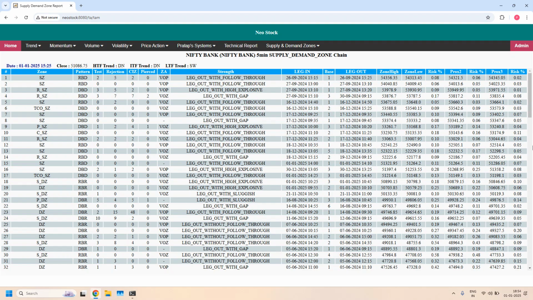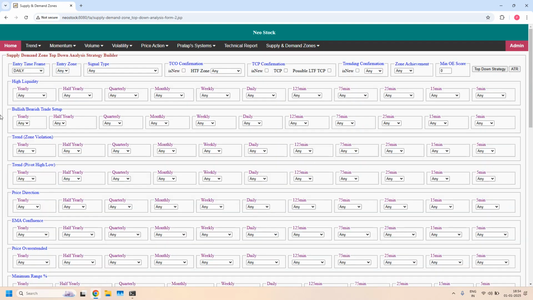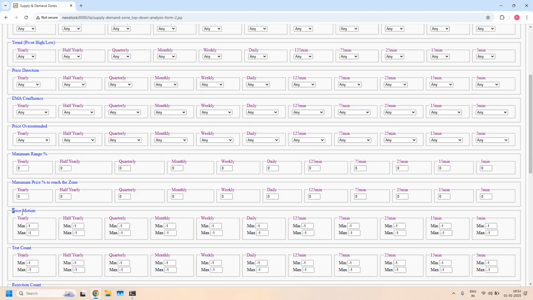The next set of reports are about bullish and bearish trade setups for monthly, weekly and daily income trades. First, I am generating monthly income trade bullish trade setup, entry time frame daily, entry zone demand zone. In bullish or bearish trade setup at daily time frame, I am selecting bullish. The daily demand zone should not be pierced. So at pierced count at a daily time frame, I am setting minimum value 0.